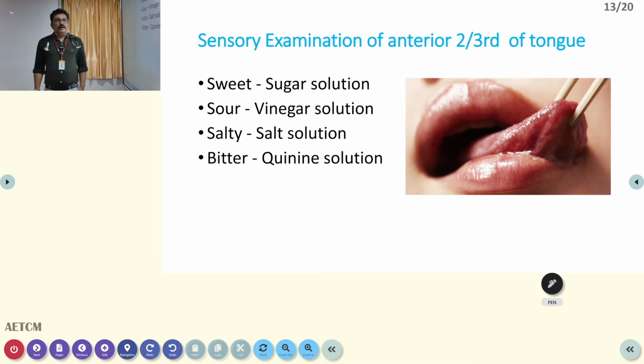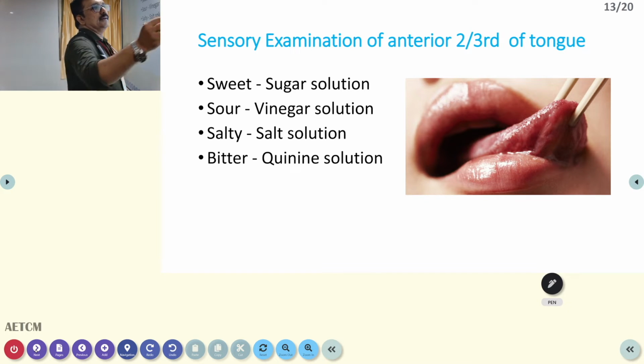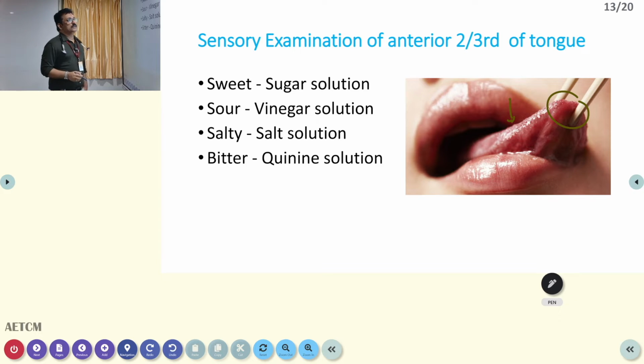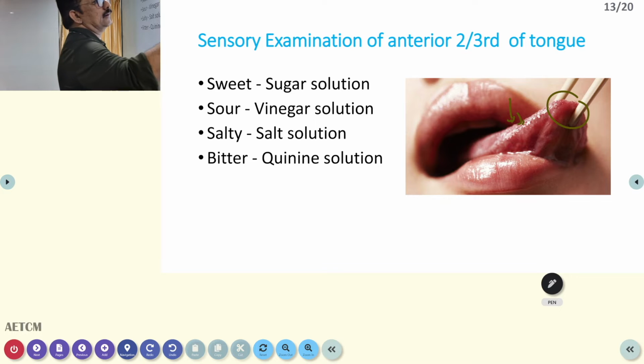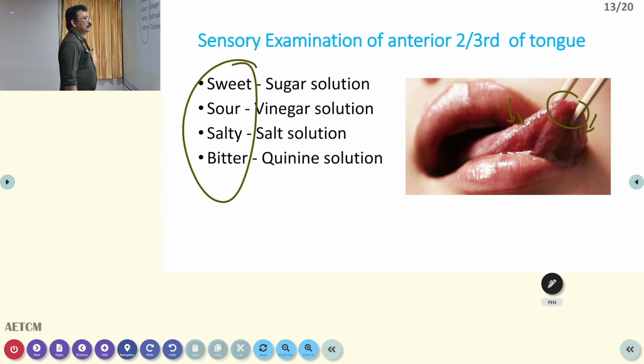Now the sensory part. Ideally we have to hold the tongue like this and keep the tongue outside, and put a drop of sweet solution or sugar solution or bitter solution like that. But it is very difficult to do that test. It's a cumbersome procedure, so we try to avoid this type of test. If you want to test one or two tastes like sugar solution, you can put it on one side of the tongue and ask the patient to wash his mouth. Again, put it on the other side. You can check the taste. Testing all these things will be very, very difficult.